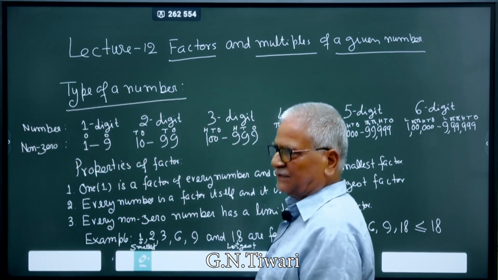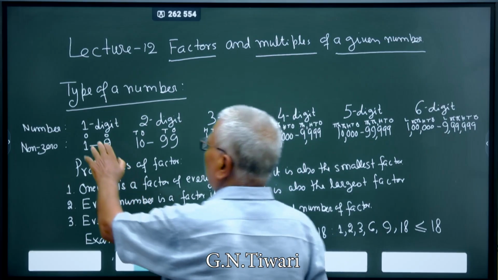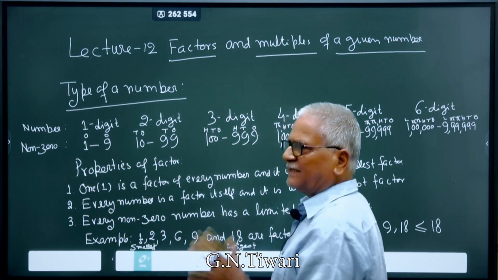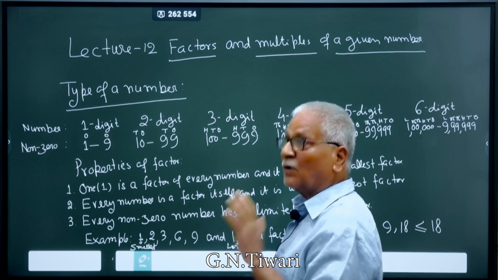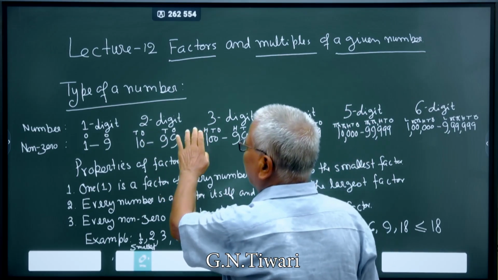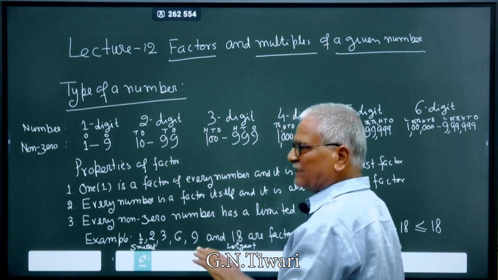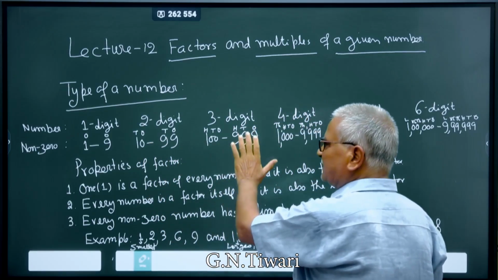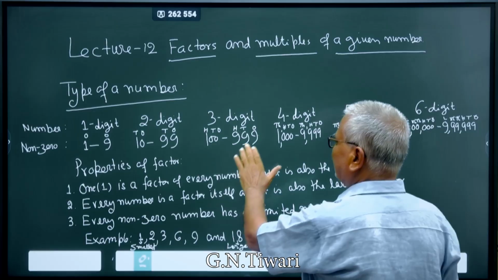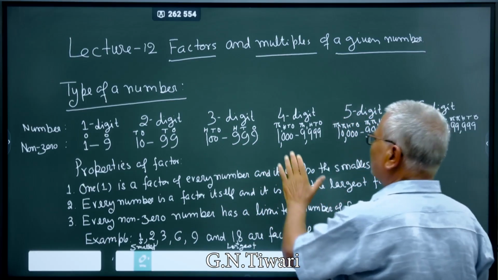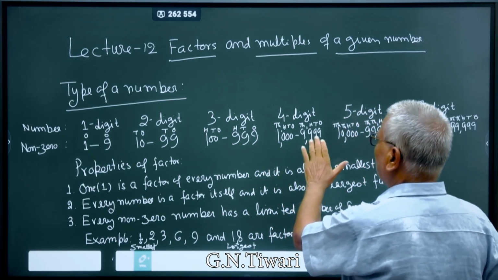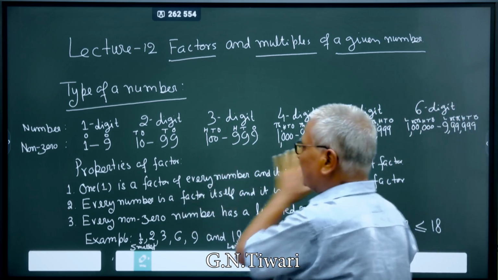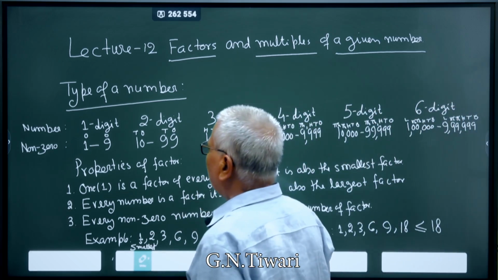Numbers depend upon the number of digits. The first, single-digit numbers start from 1 to 9. It is very clear and they are called the ones. The two-digit numbers are from 10 to 99, three digits from 100 to 999, four digits from 1000 to 9999, and so on.